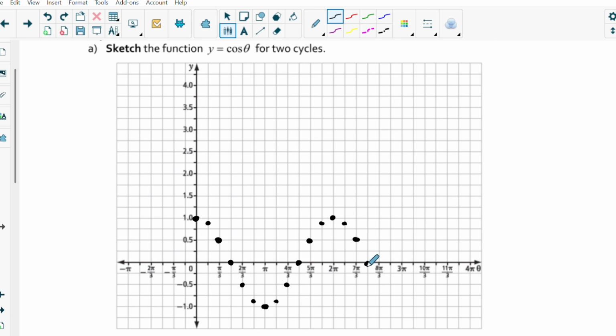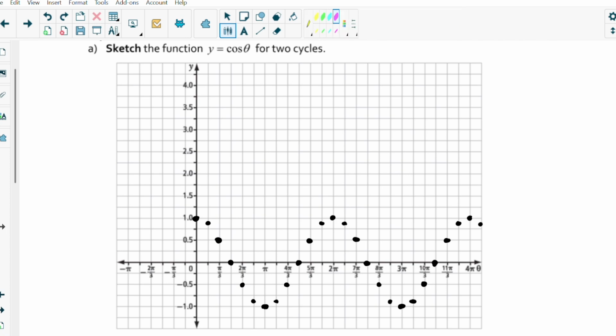Okay, and so on. Let's get 2 full cycles, folks. Okay. Let's make sure we have 2 full cycles here. Is that 2 full cycles?